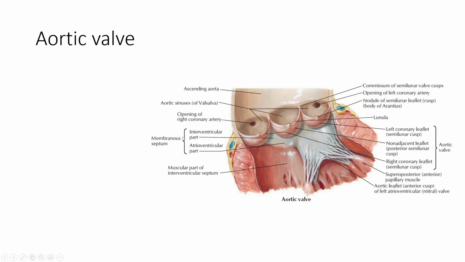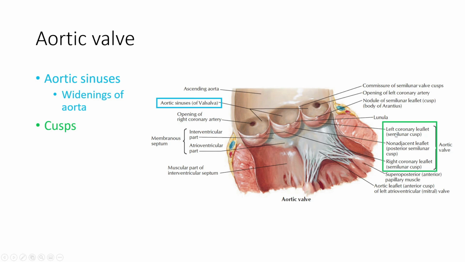And lastly, we have the aortic valve. So the aortic valve has aortic sinuses, which are these openings in the valve, and it's just a widening of the aorta at the valve. We have the three cusps of the aortic valve, which are the left, non-adjacent, and right leaflets. They're also called the posterior and semilunar cusps.